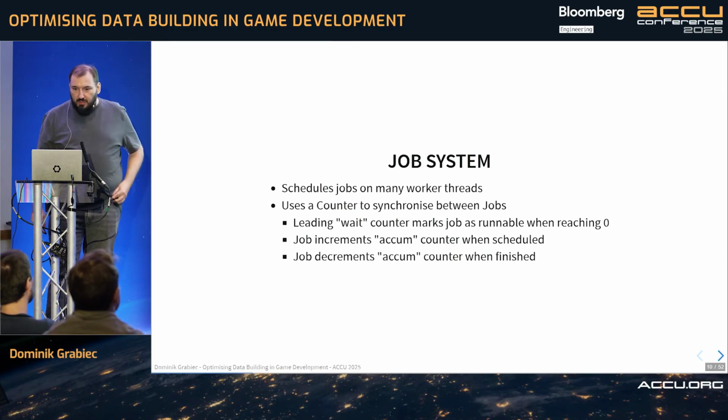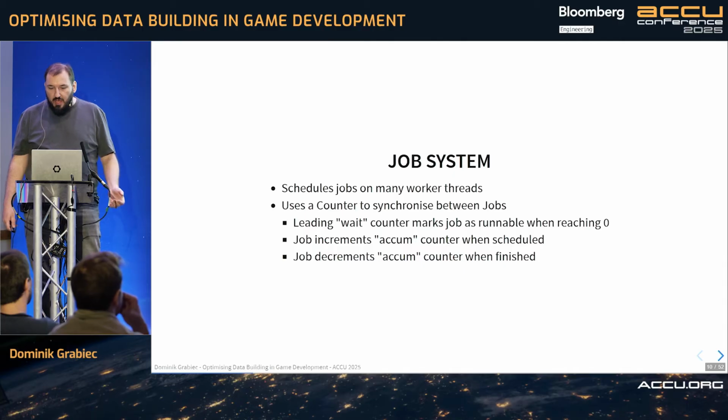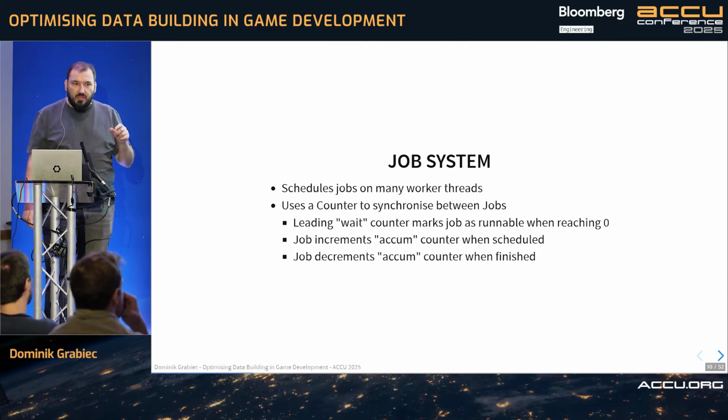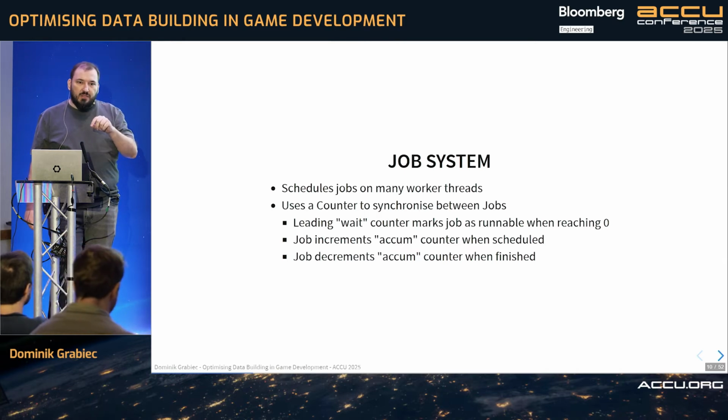So a quick bit, jobs run on worker threads. You just have a thread pool that runs all the jobs. In this particular job system that I've made, it uses a thing called a counter to be effectively the synchronization point between one or more jobs. A job has a counter which needs to go down to 0 before it can get run. After it runs, there's a second counter which it decrements when the job finishes.